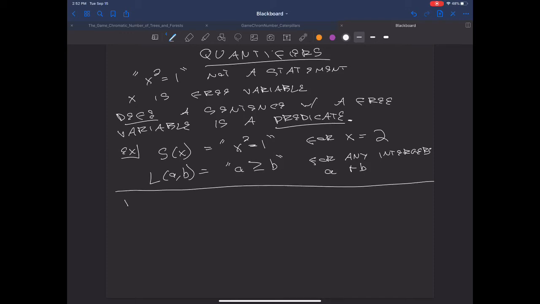There are two main quantifiers that we are going to be most interested in. The first one is what's called a universal quantifier, but in English we usually say for all. So this could be something like, for all integers n, n is even. Not true, but it is a statement.